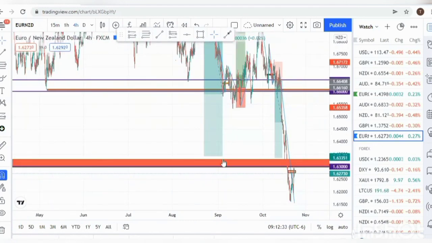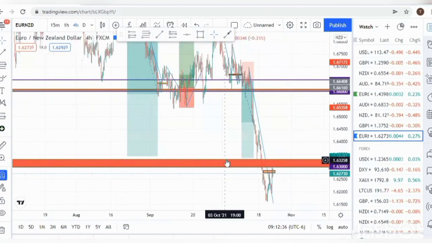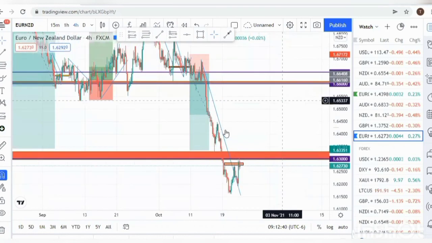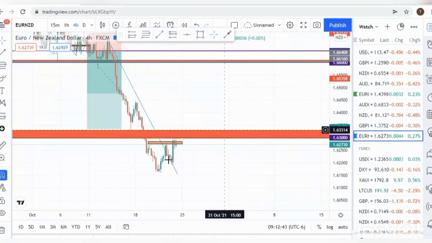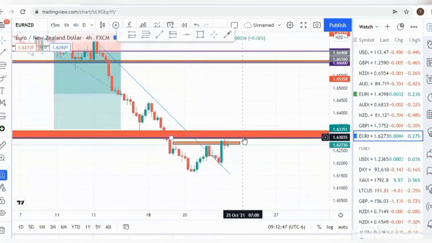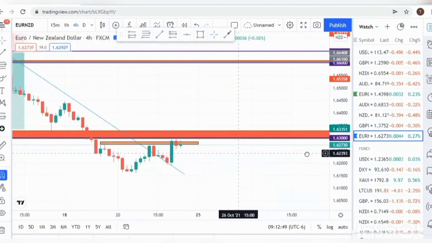Now that I saw that the market was in my zone, I zoom in, then go to my lower time frame. As you can see, the trend line has been broken, but structure is yet to be broken.